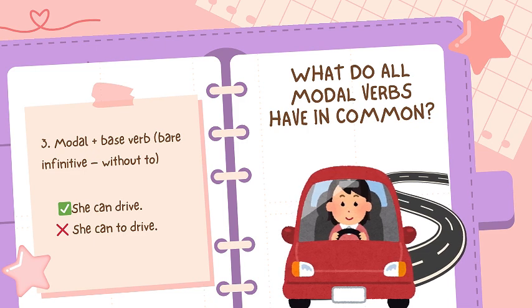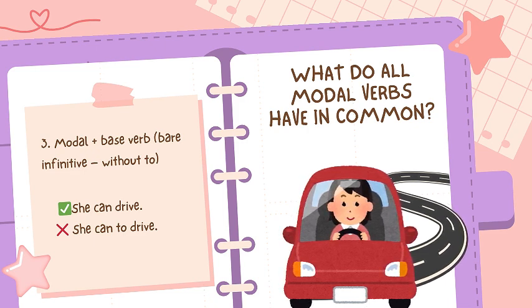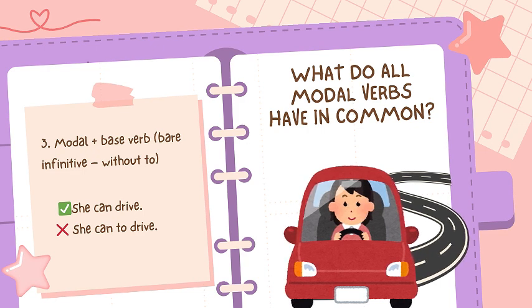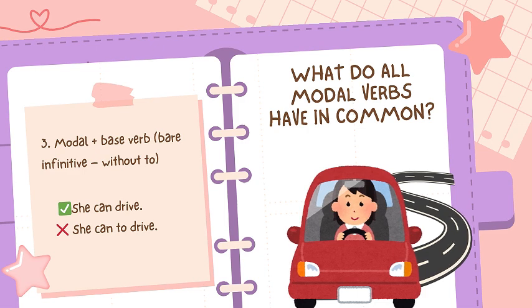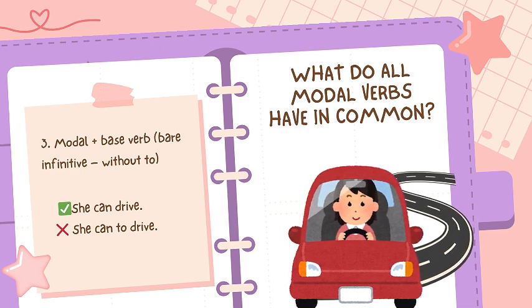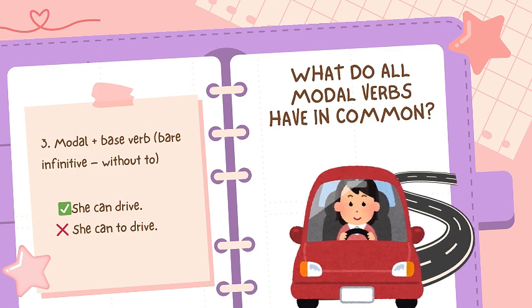The last one: we don't need to use to before the main verb after a modal. We go straight to the base form of the verb. We don't need to add to, we don't need s or es, and we also don't need to add ing. The correct sentence structure is modal plus base verb. The incorrect one is modal plus to plus verb. Look at the example. The correct one is she can drive, but the incorrect one is she can to drive.